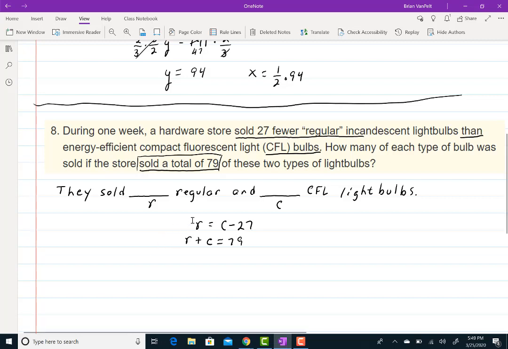I can directly place this R into the second equation. So the second equation, let me put it over here. The R is going to be replaced with C minus 27. There was my R from before. So you can see R disappeared, C minus 27 is in its place. So I get 2C minus 27 equals 79.